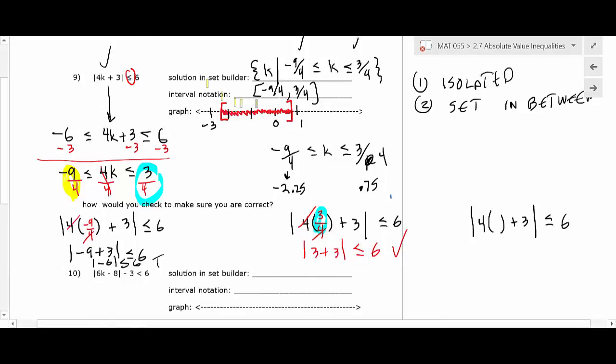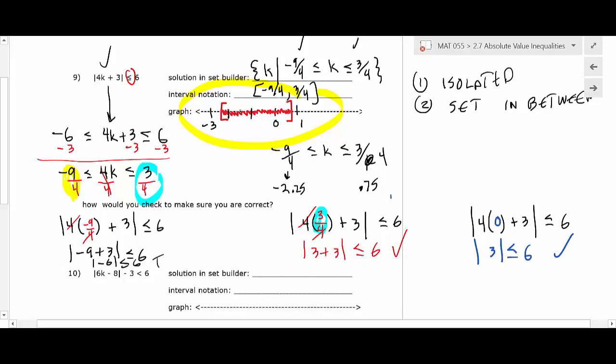Now I want to ask you guys this question. Look at my answer. Give me a number, and make it easy for me, that's between -9/4 and 3/4. Give me a real easy number that's in the middle. 0. I love 0. It's my favorite number to calculate with. Okay, let's plug it in. Let's see if it works. That's going to be 0 plus 3, so that's 3, isn't it? Is that true? Yeah, okay.